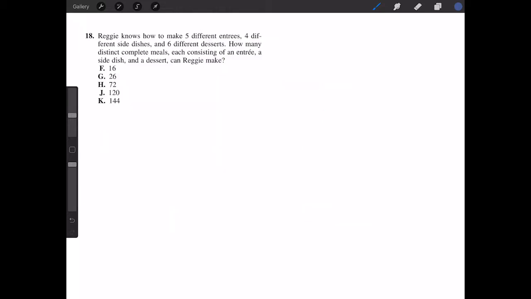For problem 18, it reads, Reggie knows how to make 5 different entrees, 4 different side dishes, and 6 different desserts. How many distinct, complete meals, each consisting of an entree, a side dish, and a dessert, can Reggie make? So we can visualize this using trees, and you'll see what I mean in a minute. So for an entree, we have 5 choices. So let's say choice 1, choice 2, choice 3, choice 4, choice 5.